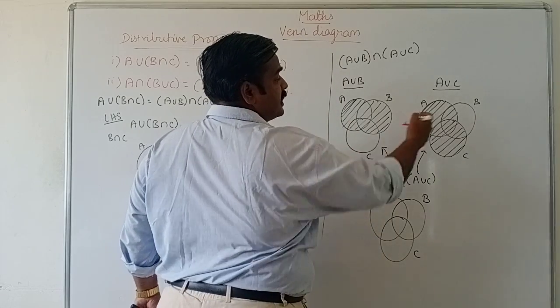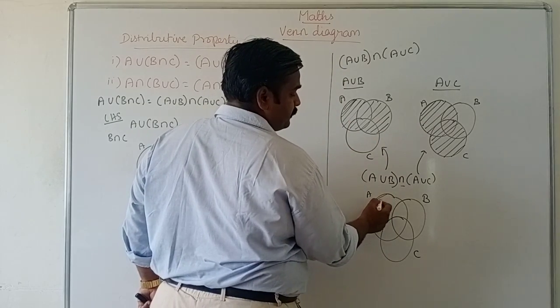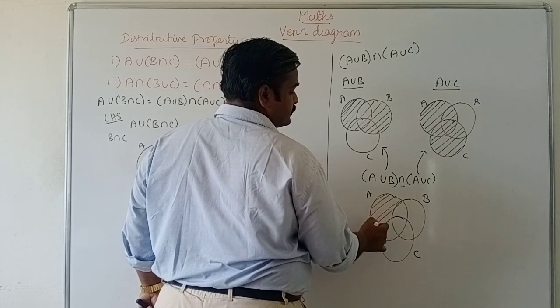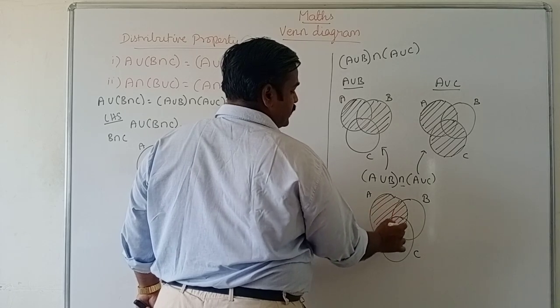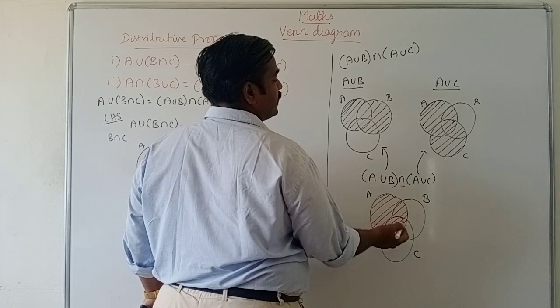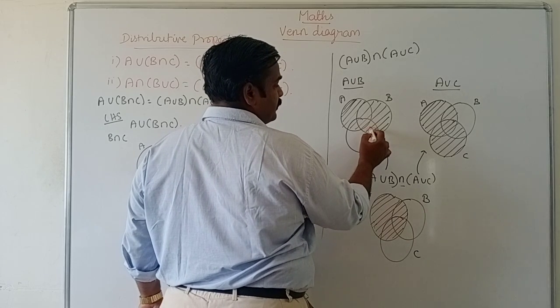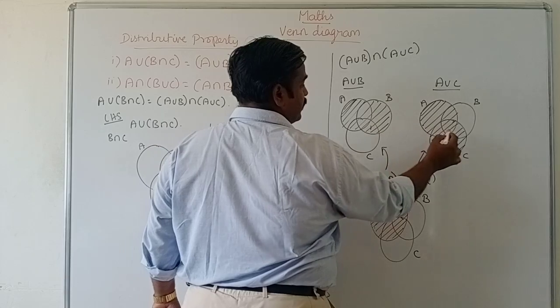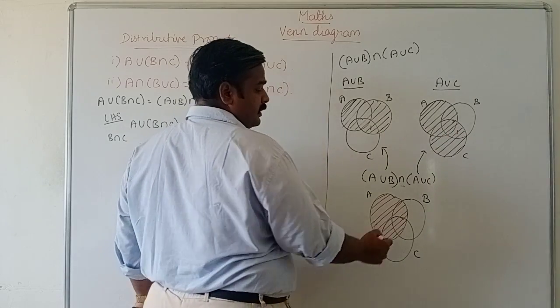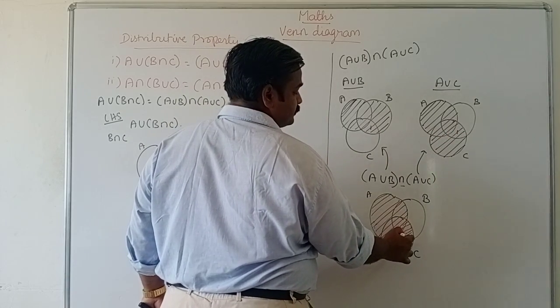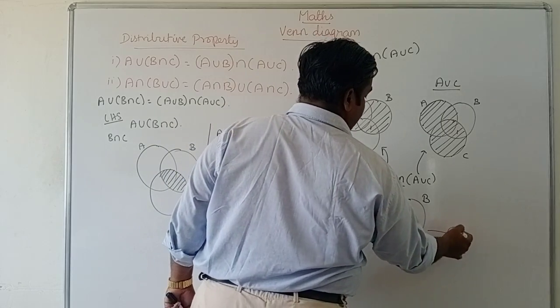Look, in both the diagrams A circle is completely shaded. So I have shaded the full A circle. Similarly, in these two diagrams, look at this part, it is shaded in both. So I have to shade that part also. So this is diagram number 2.